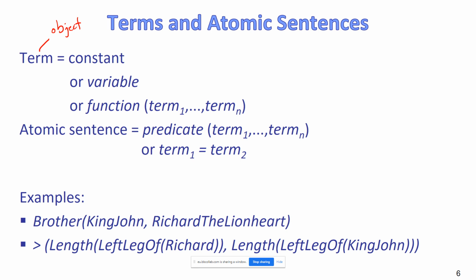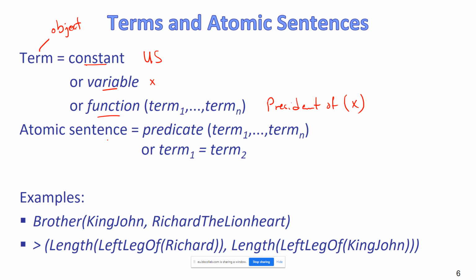Okay, so we have three ways to refer to objects in first order logic: constant, variable, or a function. Constant like US, variable like x, function like president of. So we have three ways of referring to objects.